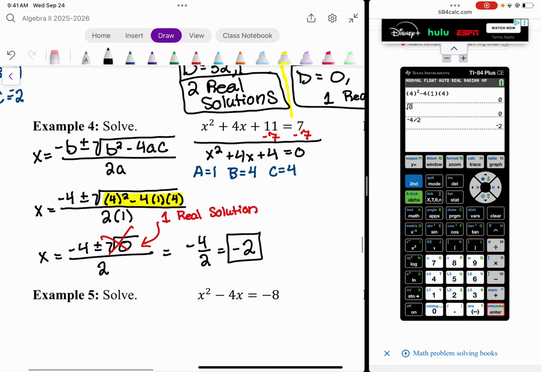When you write your final answer, you should make sure to include the x. So you would have x equals negative 2, because that is what we are solving for. The x value when our quadratic equation equals 0.